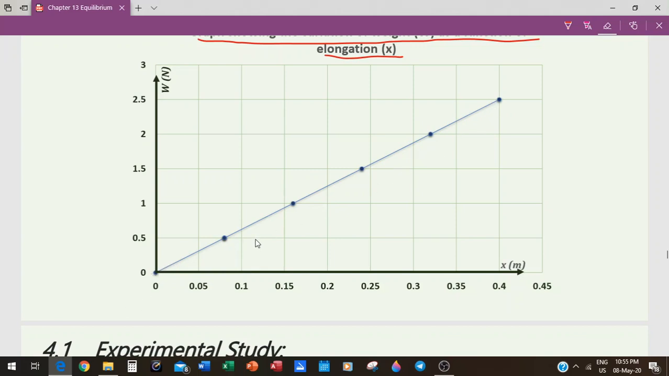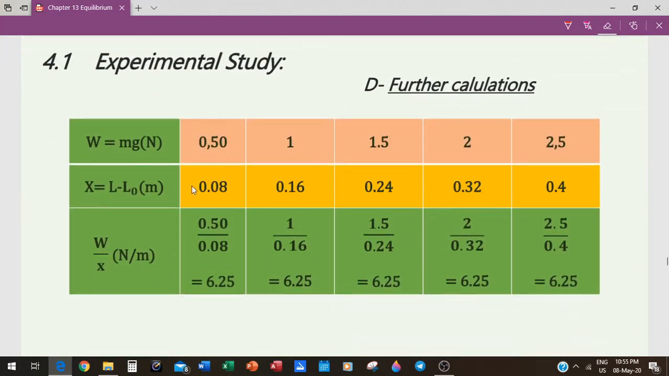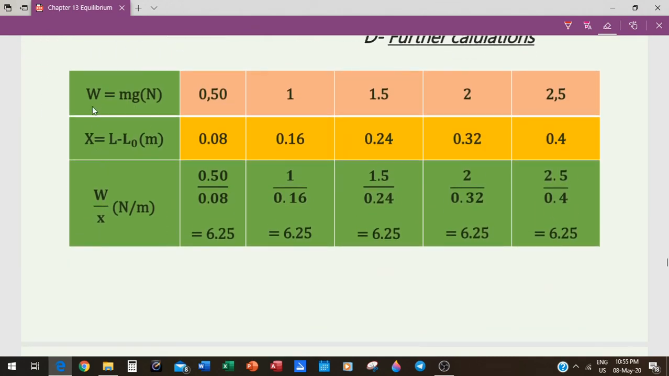What does this mean? This means that the weight in newtons is proportional to the elongation of the spring. These are the values of the weight. These are the elongations. Now let's interpret the results more and do further calculations.